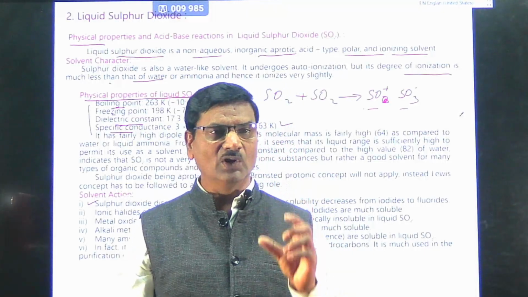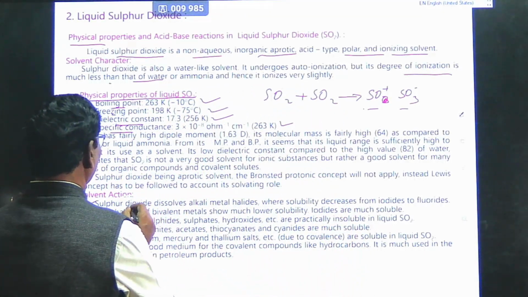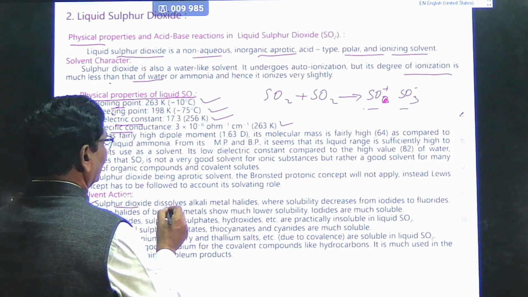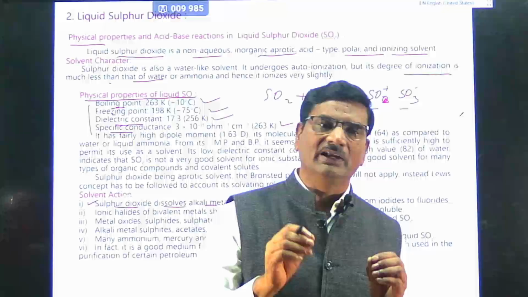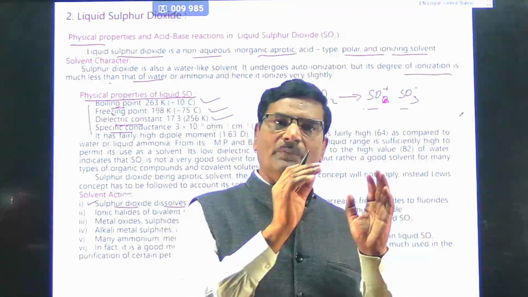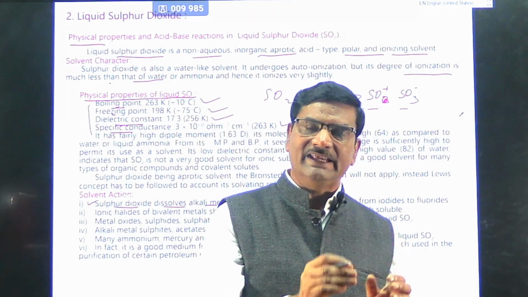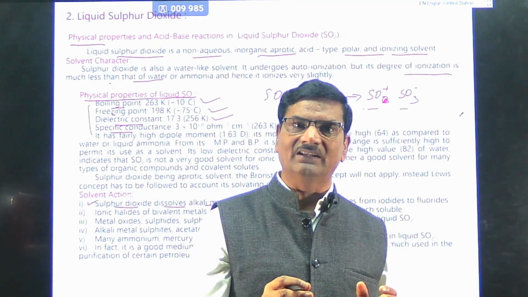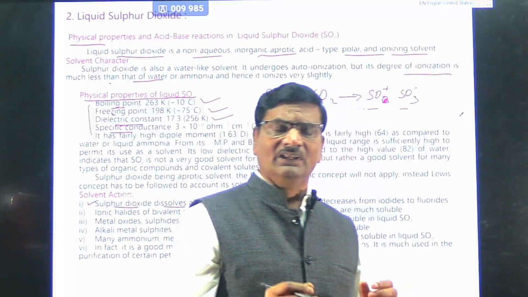It means halogen salts get dissolved in sulfur dioxide, dissolve in alkali metal halide. Alkali metal halide is nothing but the elements which are present from the first A group, for example NaCl, KCl, MgCl or NaF, NaI, whatever it may be.